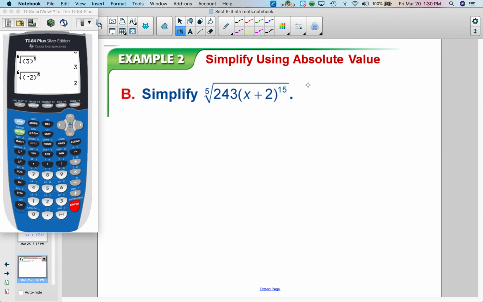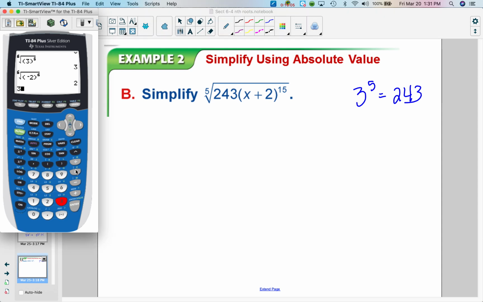Okay, so looking at this problem, notice I have an odd root here. So I don't need absolute value on this one, because if it's an odd root, you will never need absolute value. It's only going to happen when it's an even. So for this problem, I'm going to have to break down the 243. I think we already determined 3 to the 5th power was 243, but we can check that easy enough.